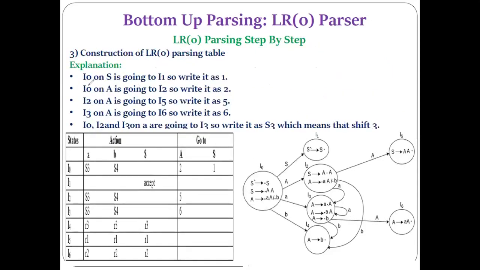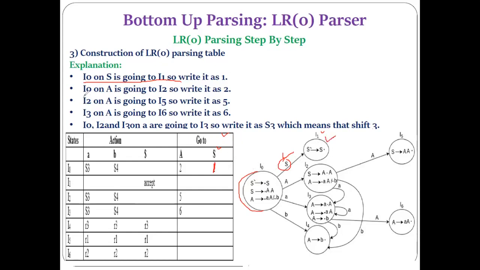Now you can see I0 on S is going to the I1. As I said, if one state is moving to the other state on a non-terminal, then you have to make the entry in the go to column, below that non-terminal symbol S. So the entry is 1 here, because I0 on S is going to the state number 1.